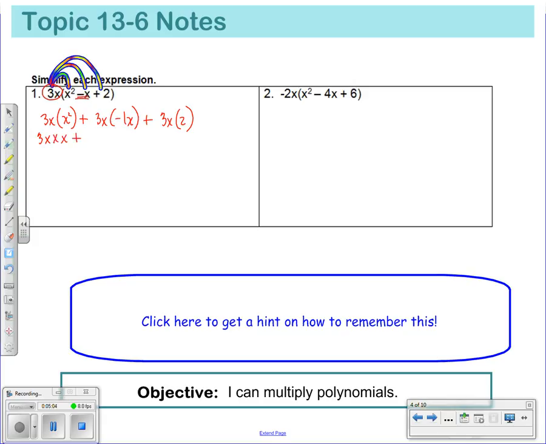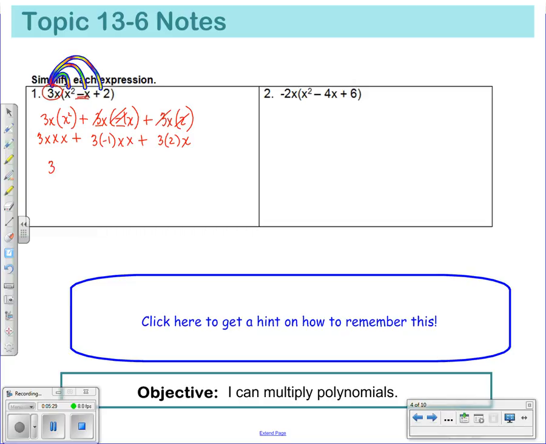Plus, I have two terms being multiplied. Let's recall what we did before. We're going to take the numbers and rewrite them. So it's the 3 times -1. I have my numbers out front, and then I have x times x. Plus, again, rewriting with numbers out front, we have 3 times the 2, and then I have an x at the end. So now we're going to simplify and rewrite it.